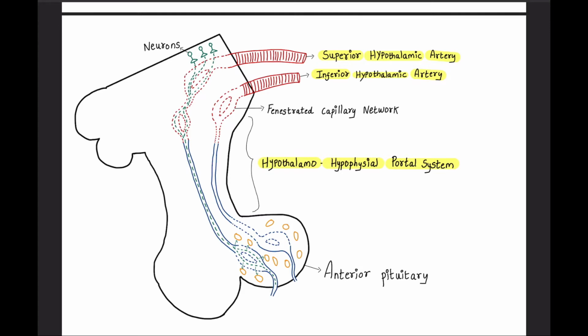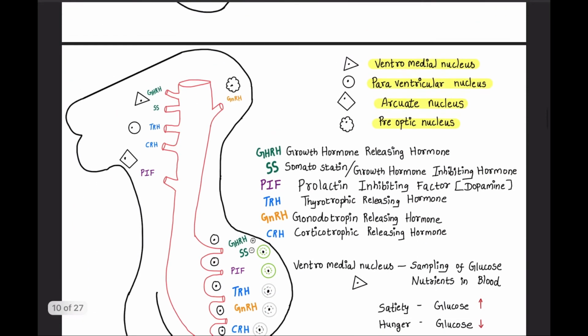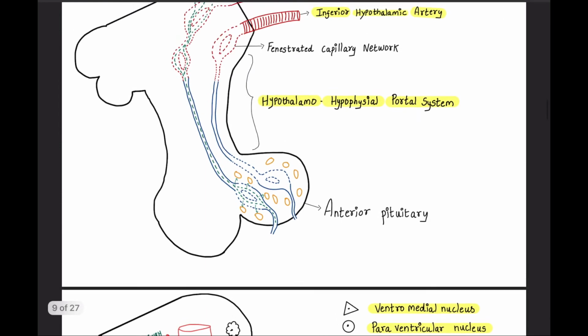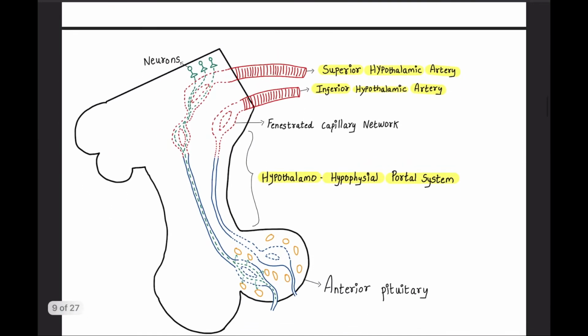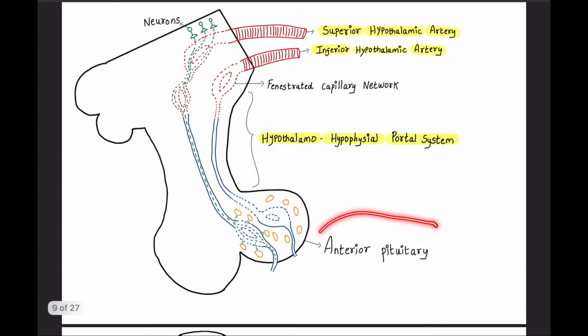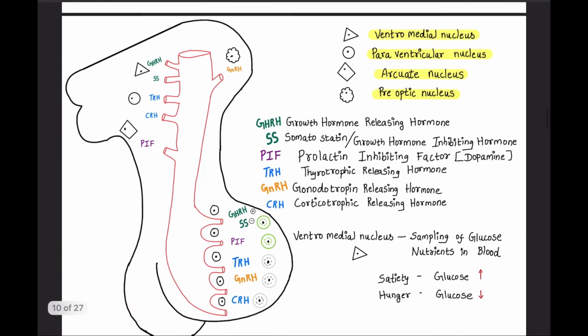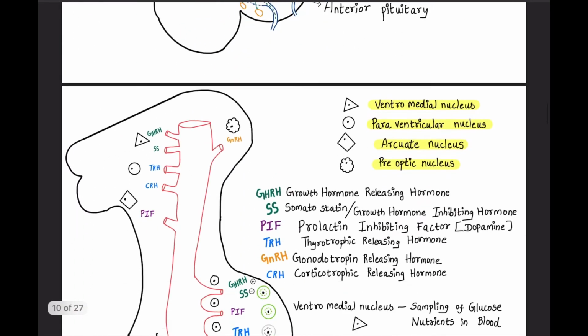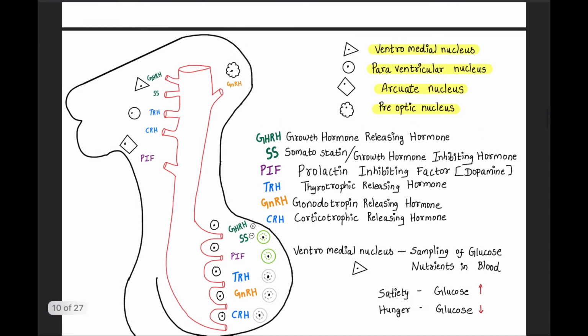These neurons also produce hormones. They go through the portal system down to the anterior pituitary. In the anterior pituitary you also have cells, but they are not neural cells, because the anterior pituitary is derived from Rathke's pouch, that is from the nasopharynx. So we will see in detail about the anterior pituitary gland.